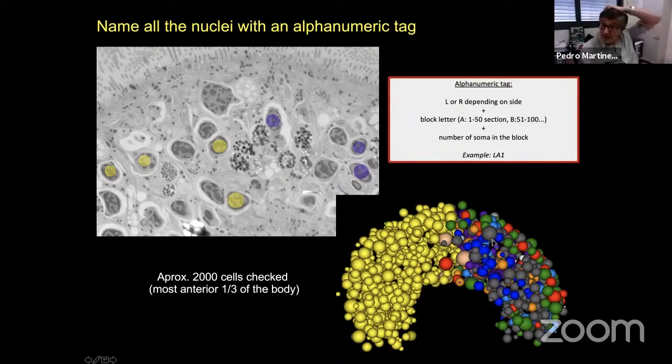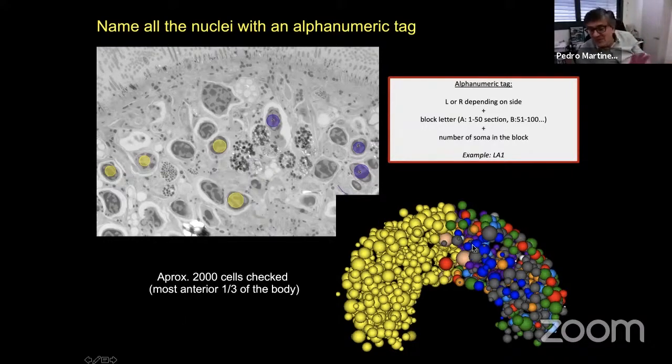Here in the lower left, at a lower resolution, each one of these dots or balls corresponds to a different cell type in the right position.